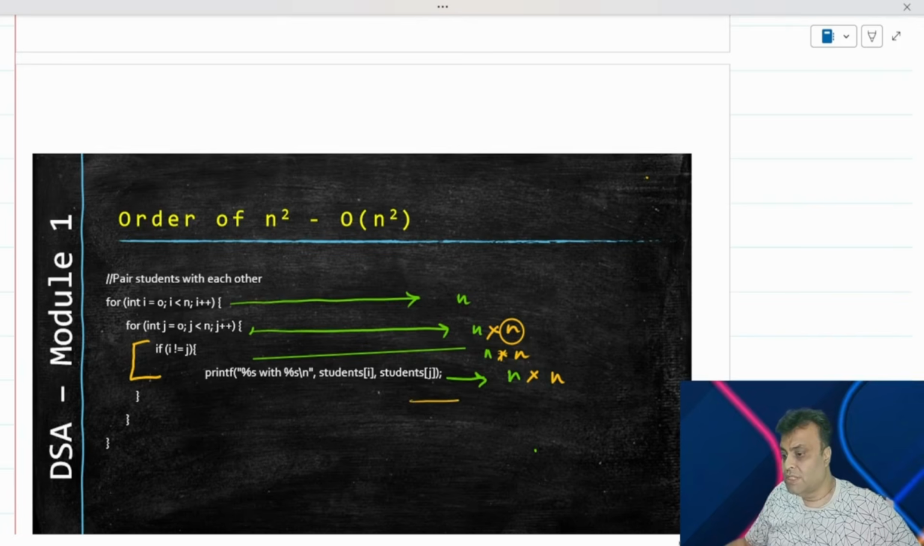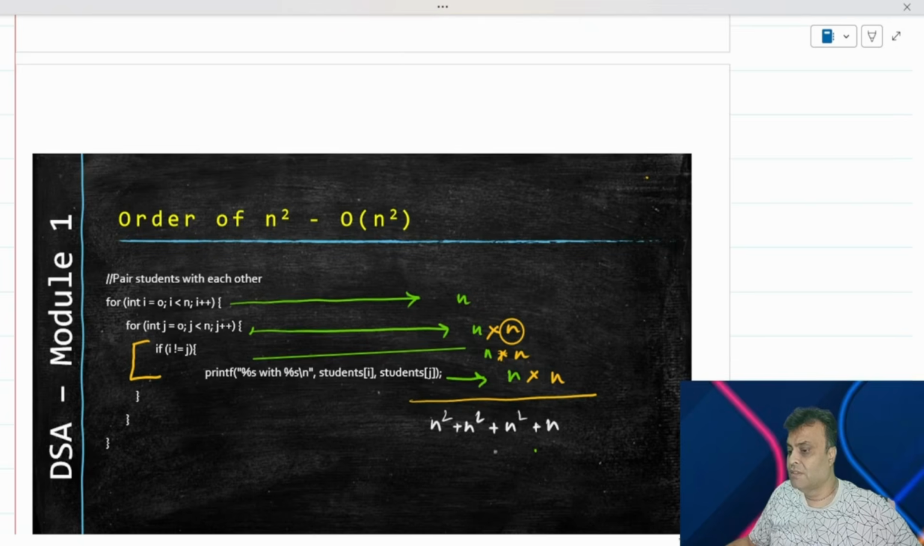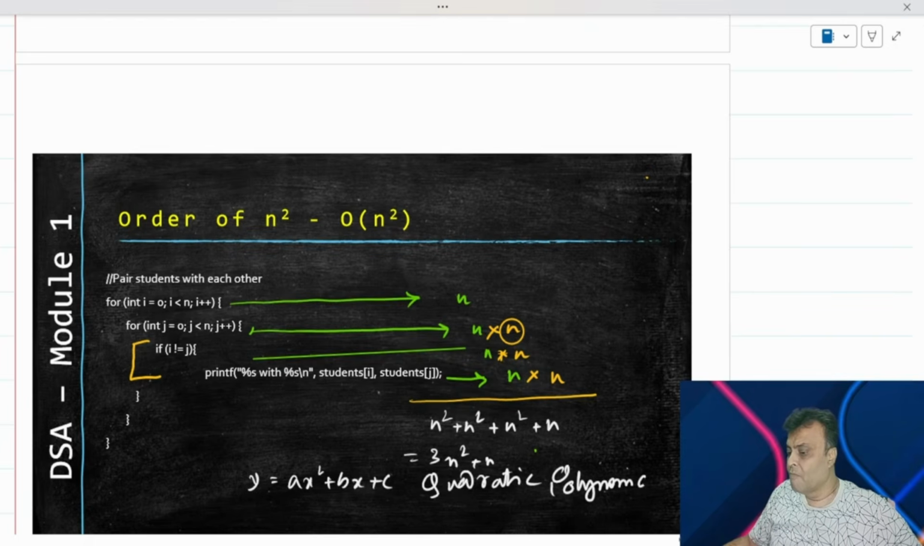Right? So what did we achieve as the total order? We achieved the total order as n square plus n square plus n square plus n. So this is nothing but 3n square plus n. Now, can we say that this is looking like ax square plus bx plus c, which is what? A quadratic equation. So now we are changing our class, right? So quadratic polynomial. So this is a new class that we are now seeing.